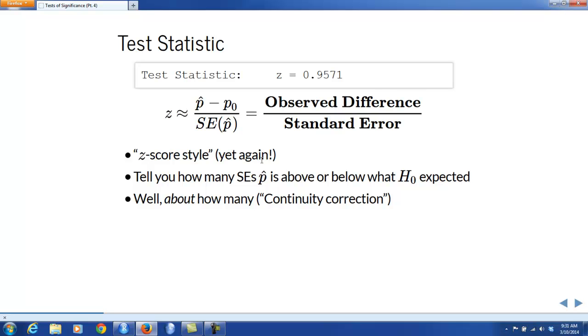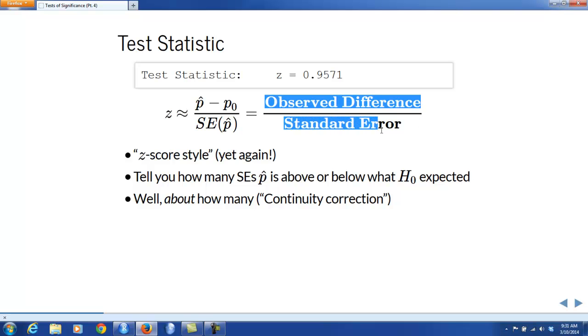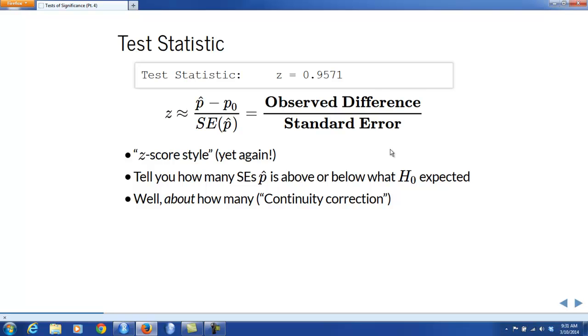Moving on to the test statistic, which is called Z in this type of test. The test statistic is approximately given by the following formula. Sample proportion p hat minus the null's expected value for this sample proportion, p naught, divided by the standard error for p hat. So again, what you see in the numerator is the observed difference between the results that you got and the results the null was expecting. And this observed difference is being compared to a standard error for the estimator. So we've got z-score style, yet again, for our test statistic.